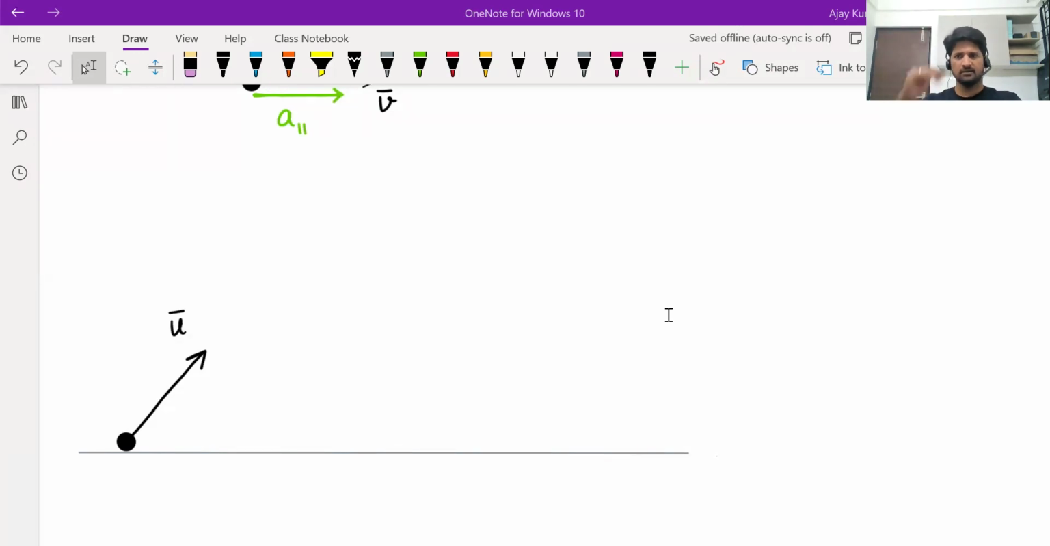So you're saying the projectile will rise up in motion and fall down. What kind of a path will it follow? Straight line or a curved path? Curved path, right?